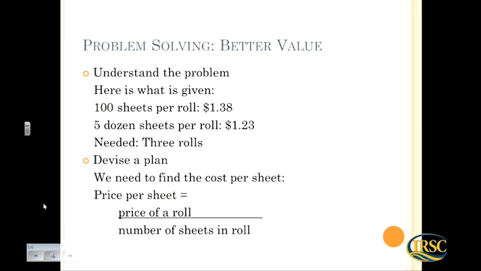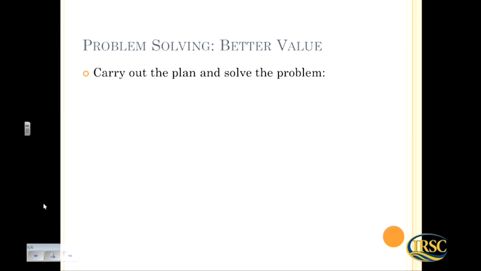Okay, so now we have already figured out how many sheets are in the 5 dozen, which we needed to do. So 5 times 12 gave us 60. So now we're going to actually carry out the plan. So help me with the information since it's off the screen.